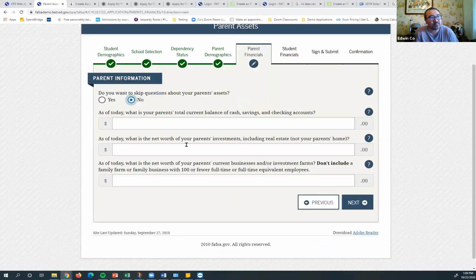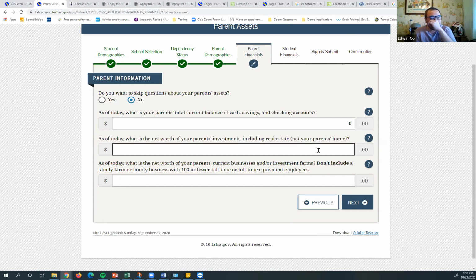The question is, as of today, what is your parents' total cash balance, savings, and checking accounts? I always describe this as how much is in your bank account after the bills have been paid, after the rent has been paid, after your cell phone bill has been paid. The reason for that is the amount in your bank account is very different from when you get paid to after your bills have been paid. So we're talking about the lower amount in your bank account. If you have no money in the bank account, 0 is the final option, a fine number.